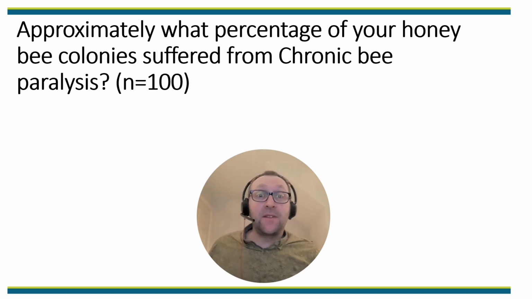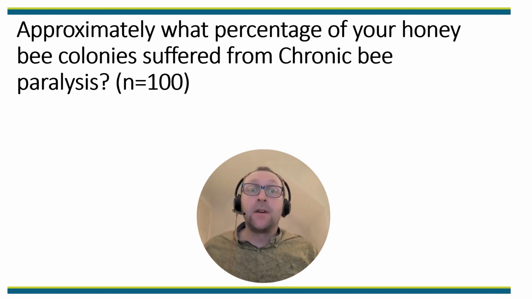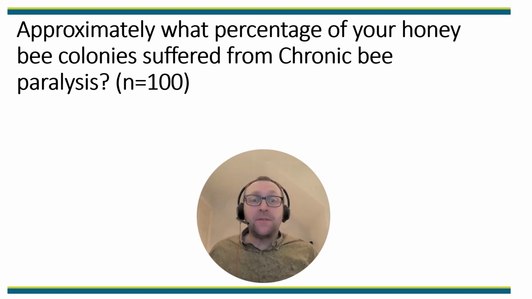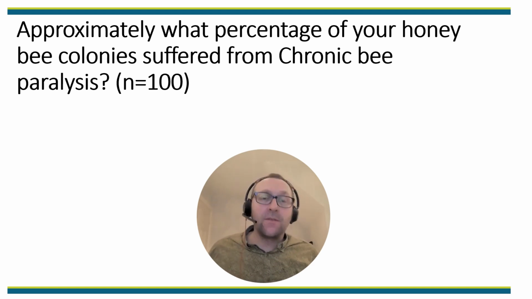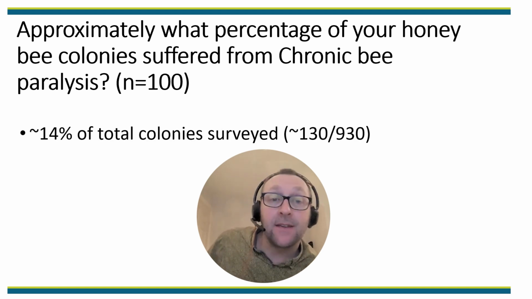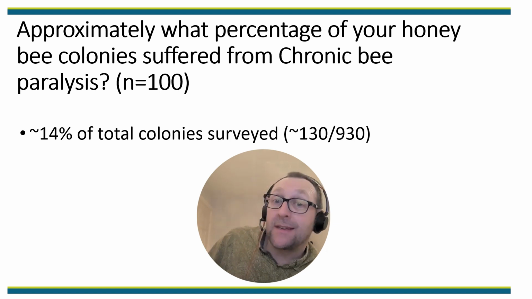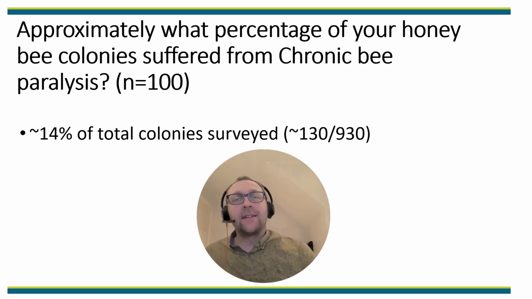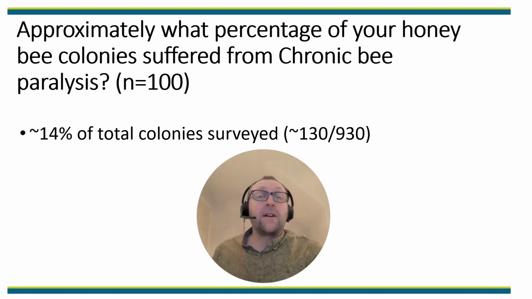The next question that we asked was, approximately what percentage of your honeybee colonies suffered from chronic bee paralysis? For this question, we again had around 100 respondents, and we were able to calculate from those respondents a pool of healthy colonies, so those people whose colonies had never suffered, and also those people for which a percentage of their colonies hadn't suffered. So we had healthy colonies and we also had diseased colonies. When we looked at those data, around 130 or so colonies were diseased out of 930, which gives us around 14% of the total colonies surveyed by the people attending the evening lecture that had apparently suffered from chronic bee paralysis.